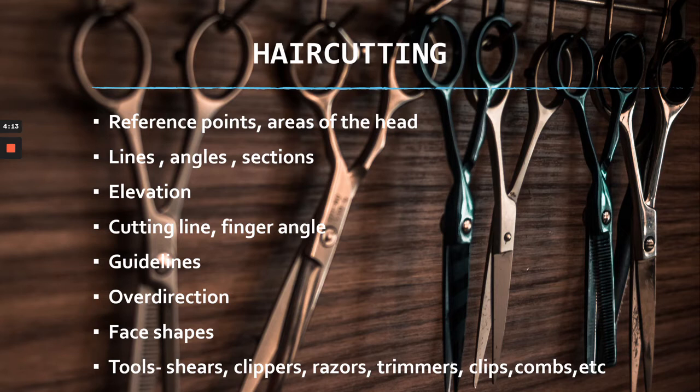Haircuts are composed of lines, angles, and sections. Elevations. When we're building weight, that's going to be anywhere from 0 to 90 degrees. So 0 to 89, you're building weight. Anything above 90 degrees, you're removing weight.